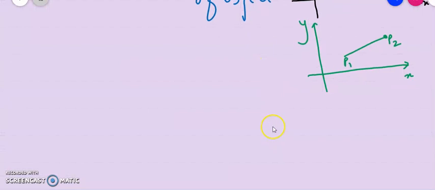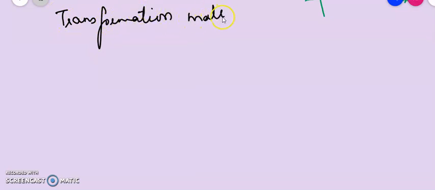Now let's see how we perform it. What is the basic transformation matrix? We are trying to get the transformation matrix for fixed point rotation.